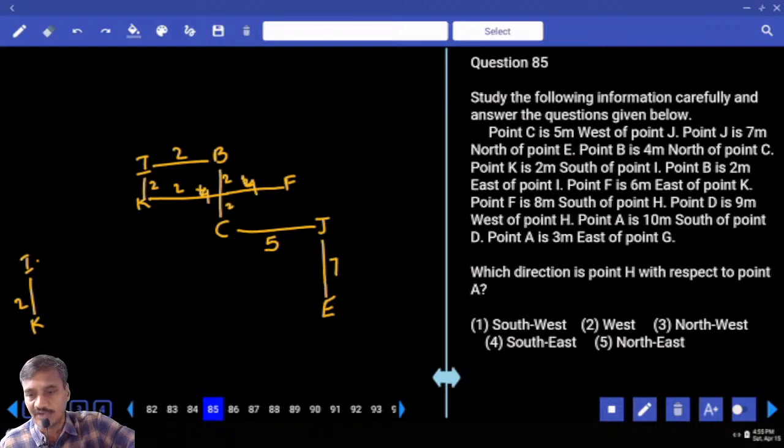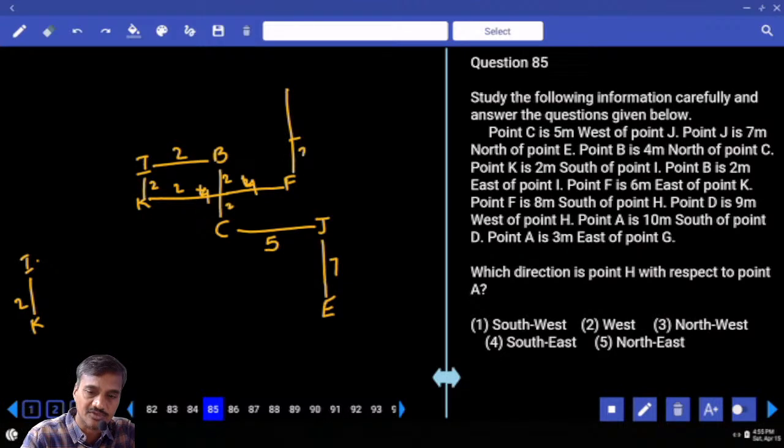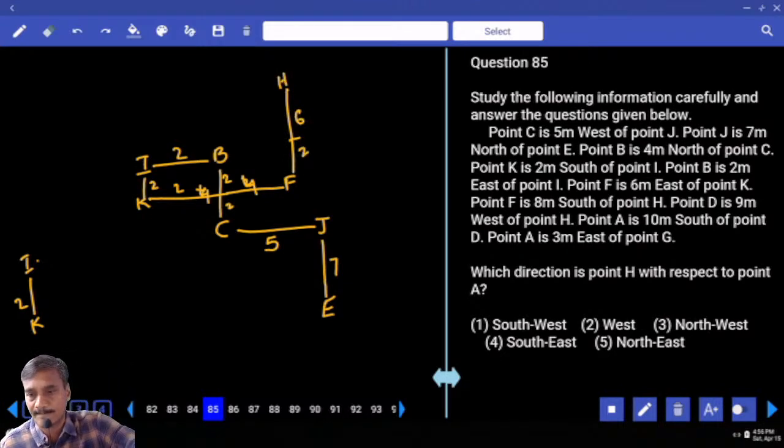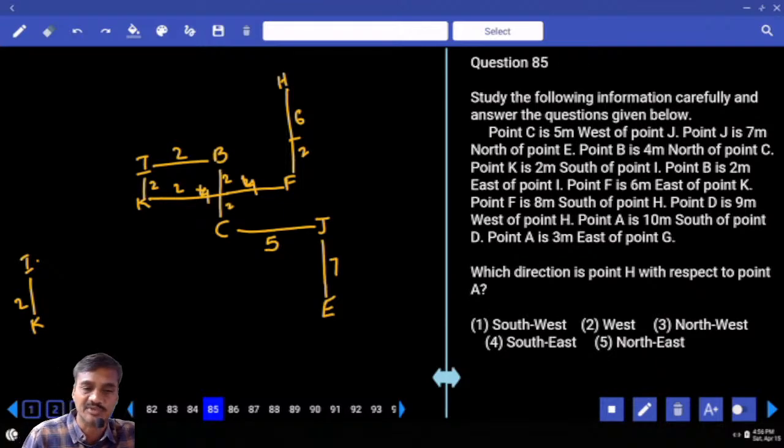F is 8 meters to the south of H. Now this is 2 and 6, so F is 8 meters. D is 9 meters to the west of H. West of H, how many? 9 meters. Now up to here it is how much?